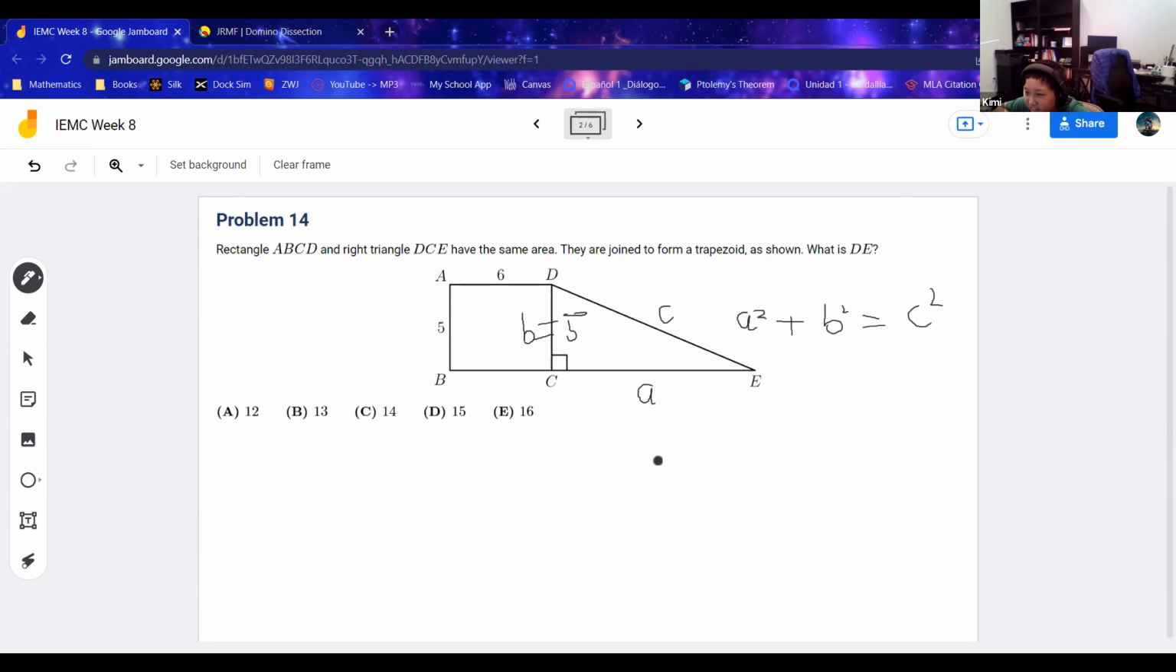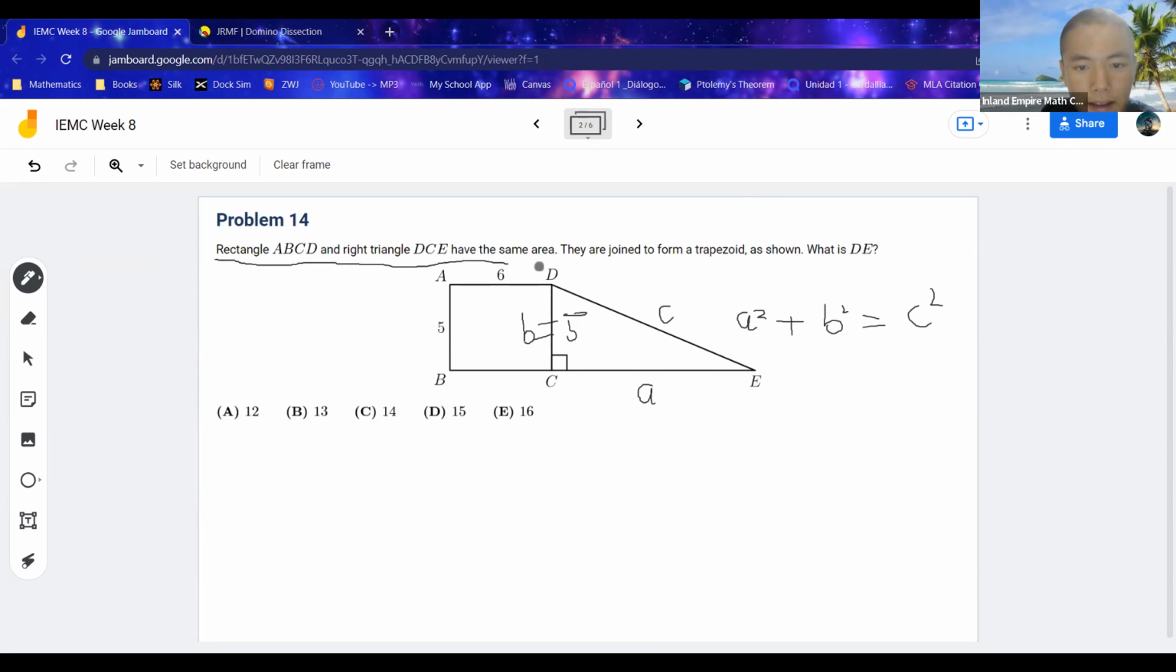I get it now. So B to C is also 6. That means A is more than 6. Probably. Yes. Well, that's useless. But now we'll find out what A actually is. So now we have to use this clue right here that they have the same area.